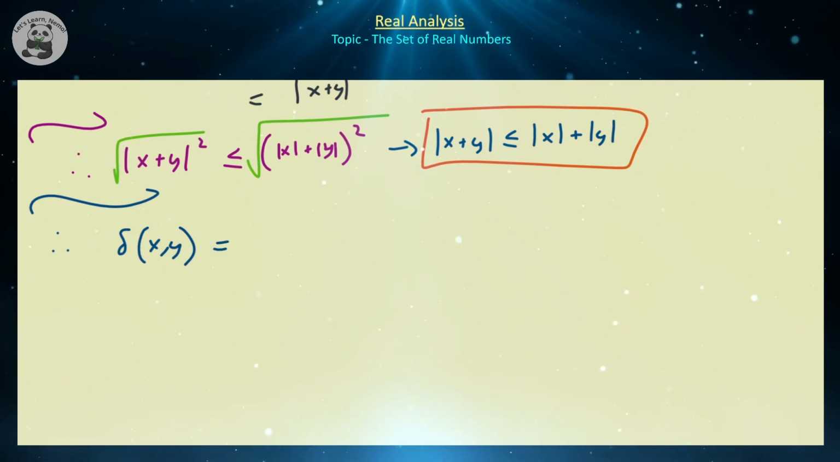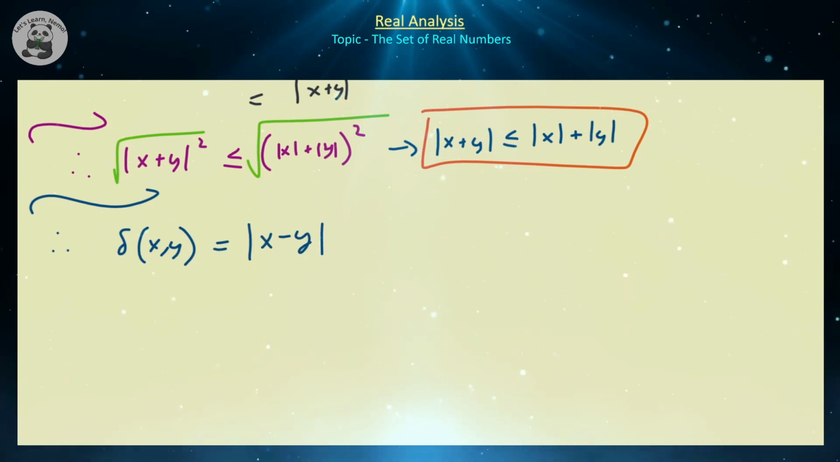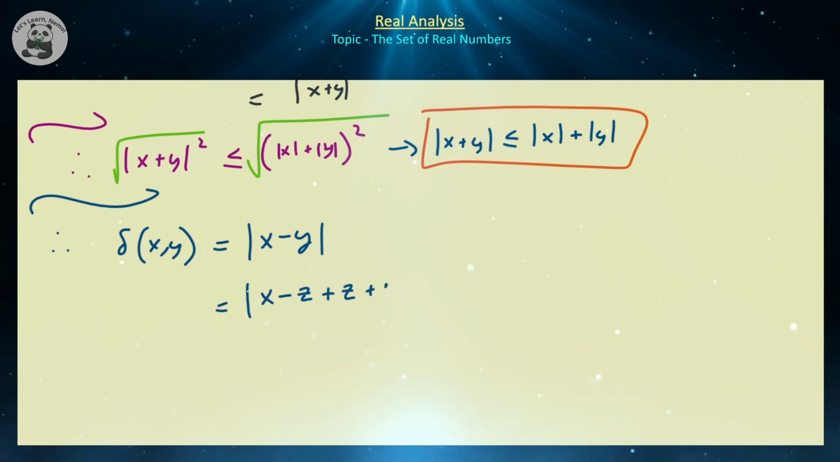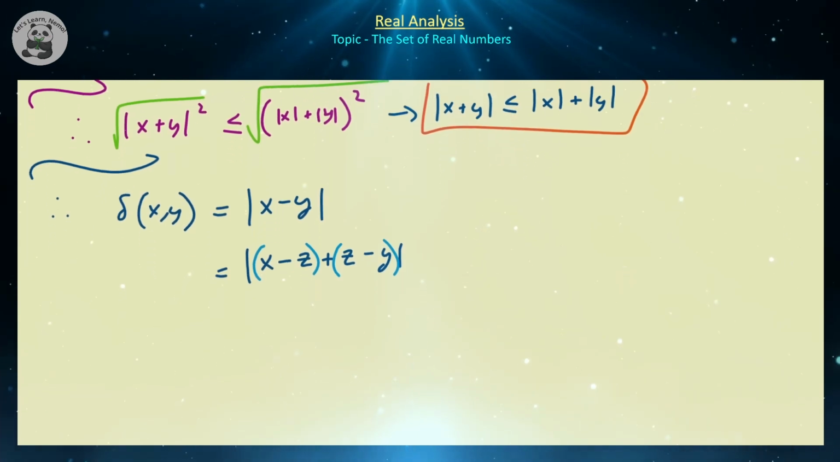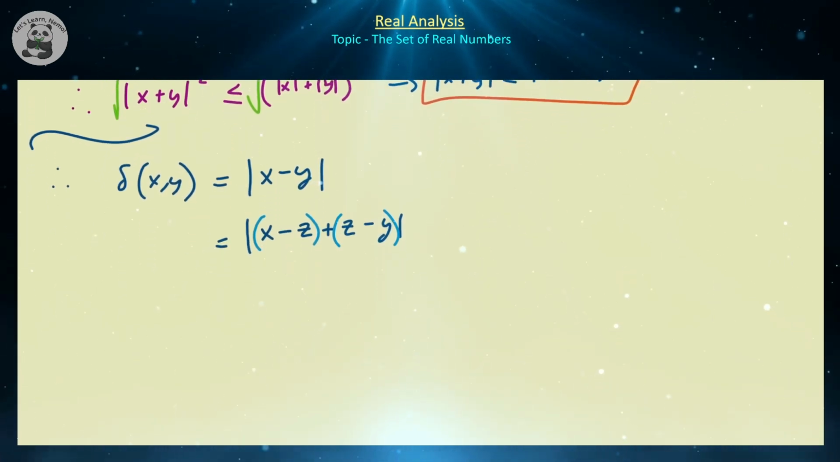So by definition, we already know that this is going to be the absolute value of x minus y. And what I want to do is introduce z into this picture by adding 0. So this is going to be x minus z plus, or not plus, but minus y. And then I'm going to group my x minus z and my z minus y together because they are just real numbers due to the closure property of R.